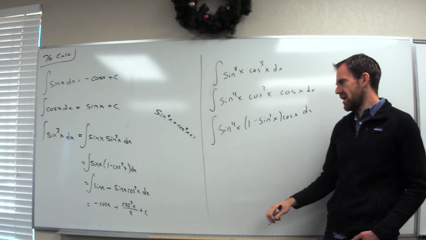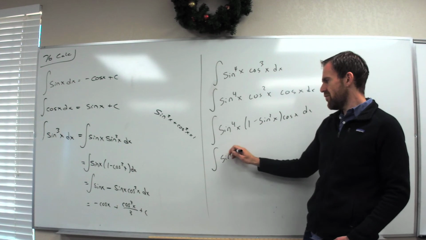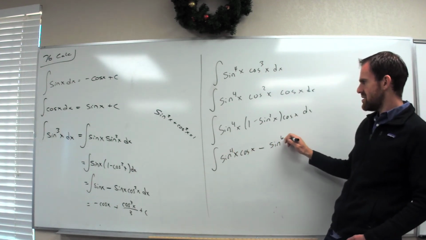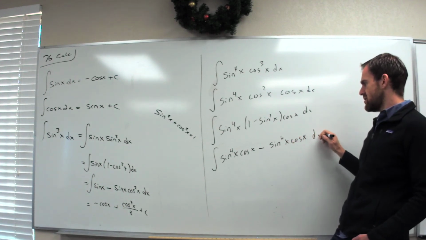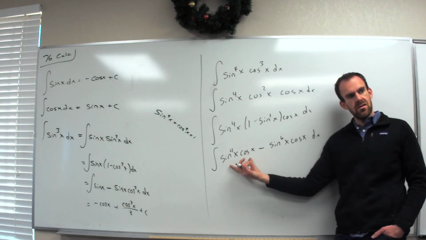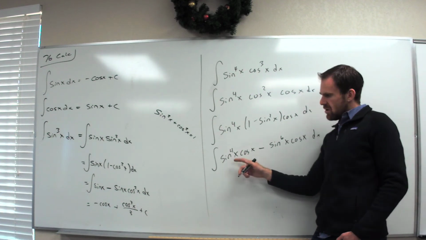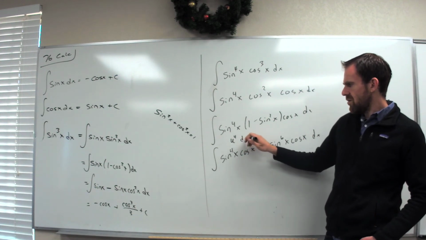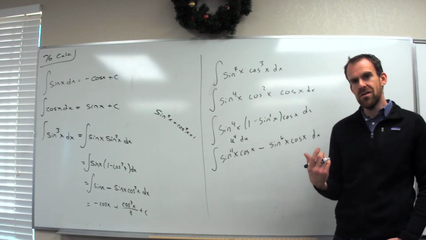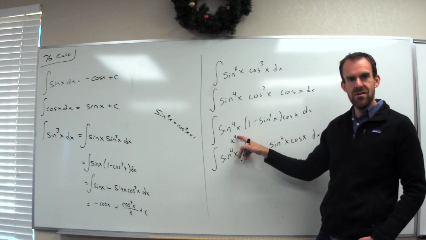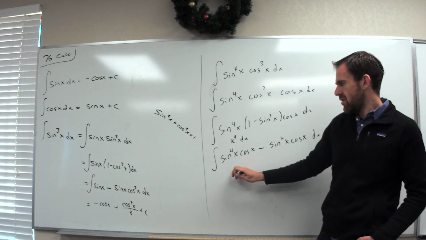What does this look like? Well, it looks like the integral of sine to the fourth x cosine of x minus sine to the sixth x cosine of x dx. Can you integrate this? This is u, this is du. So what's u to the fourth? If you integrate that, you add 1 and divide by that number.